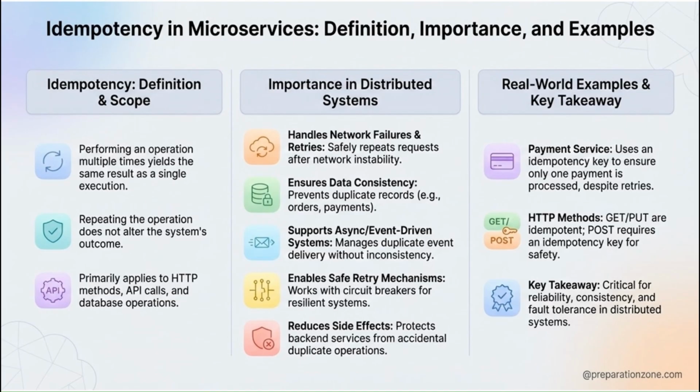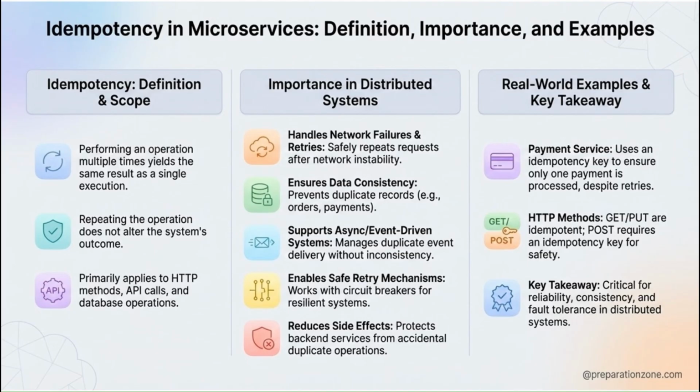This is essential in APIs, databases, and anywhere repeated calls might happen. And trust me, repeated calls happen a lot in microservices. Why does idempotency matter in microservices? In microservices, services are constantly talking over an unreliable network. Calls fail, services retry, clients retry, message brokers resend events, and without idempotency, retries can cause serious chaos.